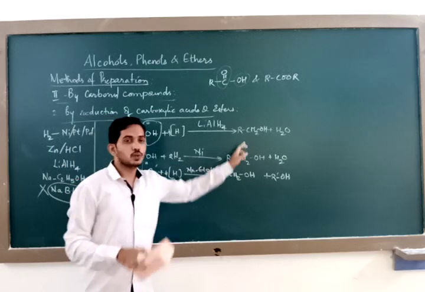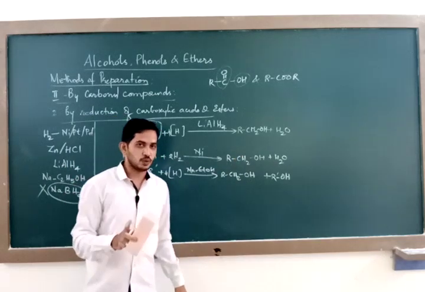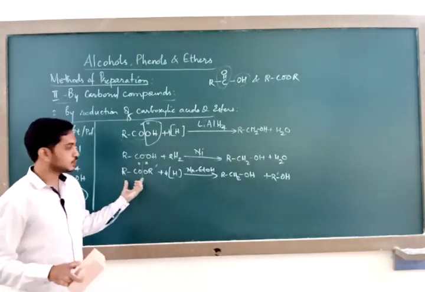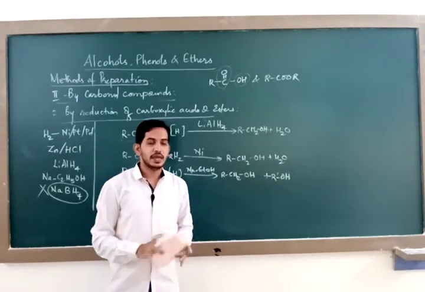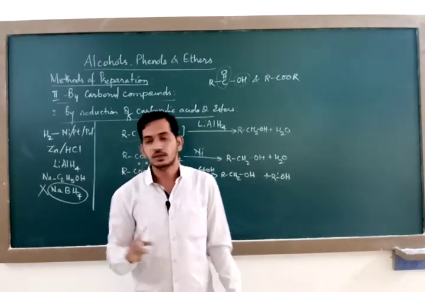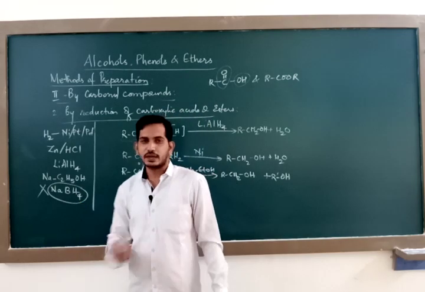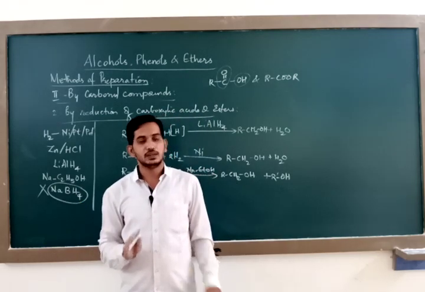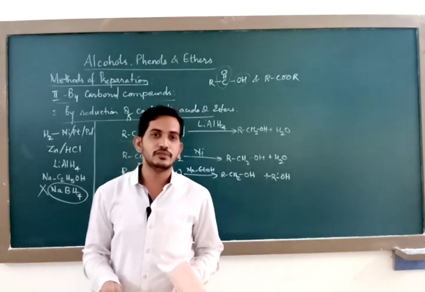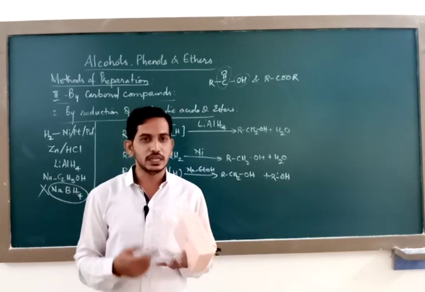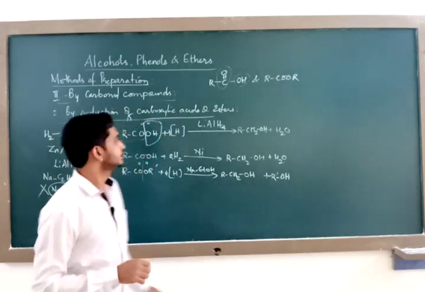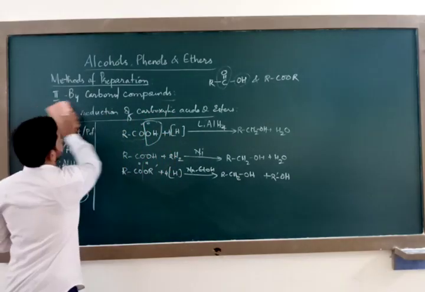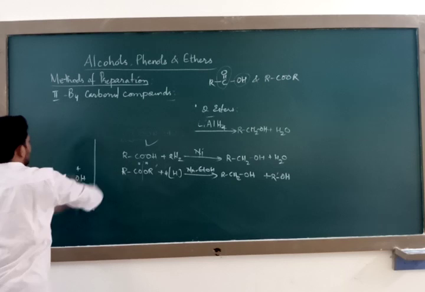So how are the reactions of carboxylic acids and esters different? A carboxylic acid gives you only one alcohol, that is a primary alcohol, whereas an ester gives you 2 different alcohols. That is the only difference. And which reducing agent should not be used? Sodium borohydride cannot reduce the carboxyl group, so it should not be used. It is a selective reagent only for aldehydes and ketones. Now this was our second method, by carbonyl compounds.